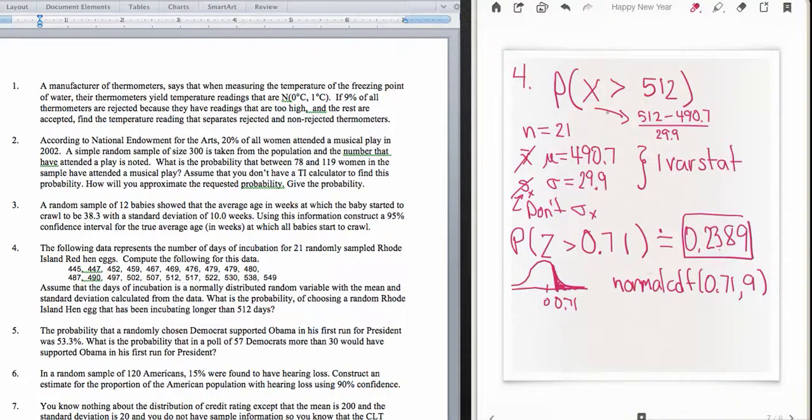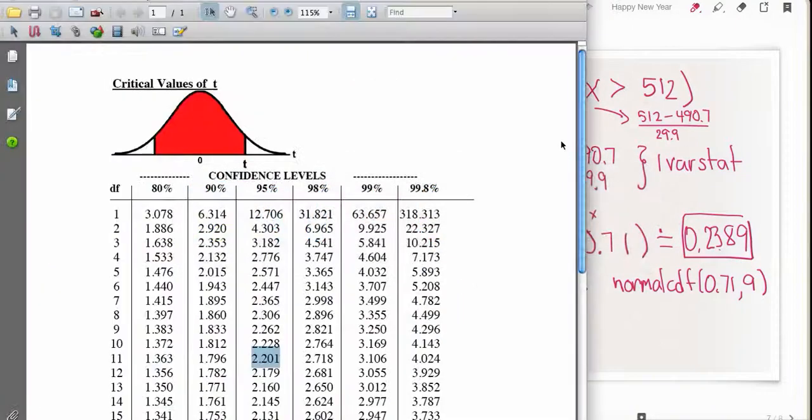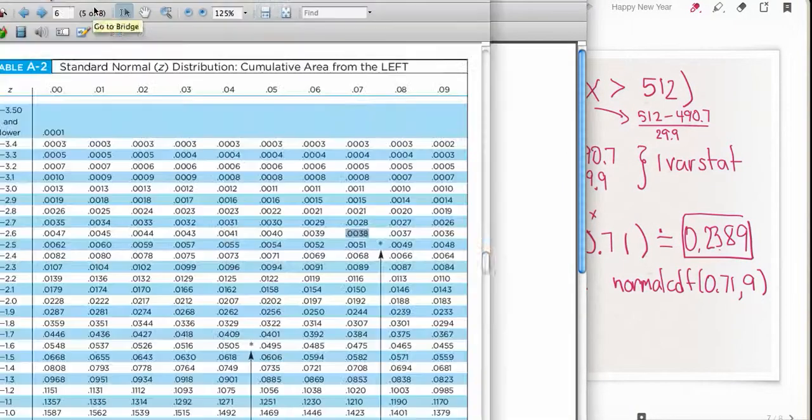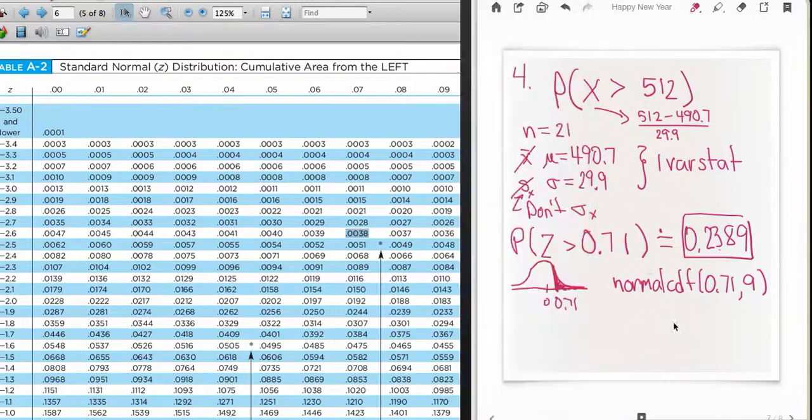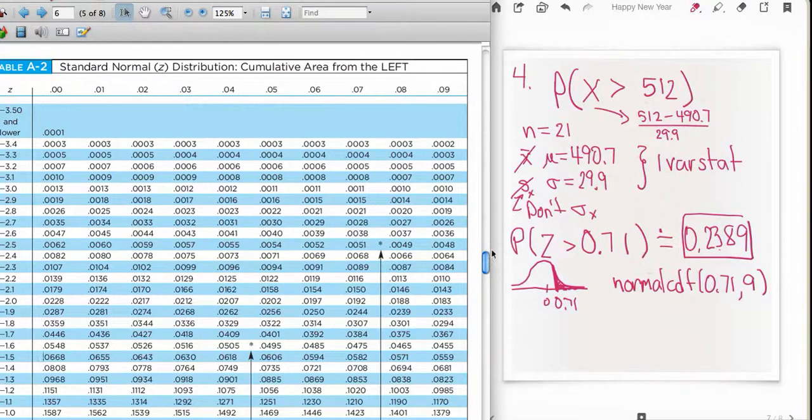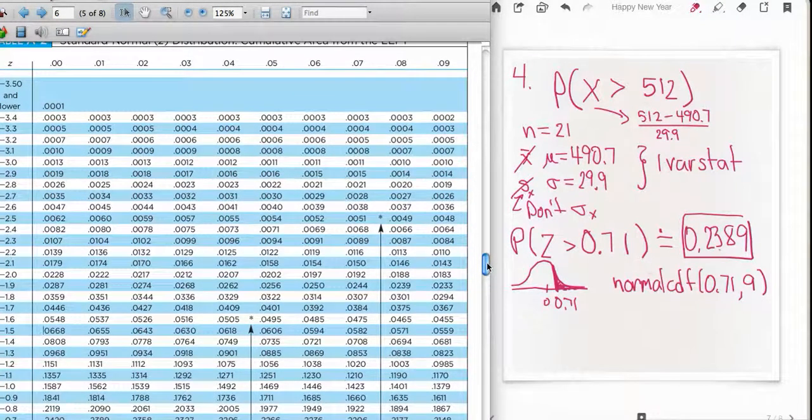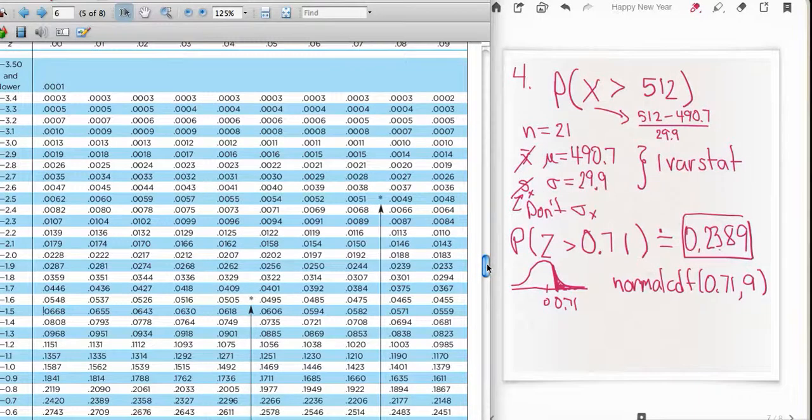Now remember that I can also go to my z table, and remember that the probability of being greater than this is the same as being less than a negative 0.71, so I can look down here at a negative 0.71, so here's my negative 0.71, and see there's the exact same probability that I calculated for there as well.